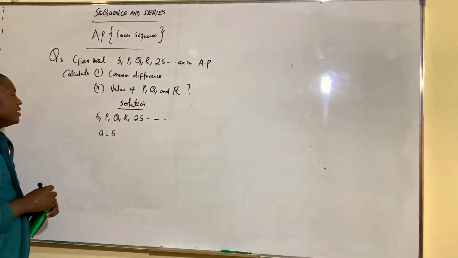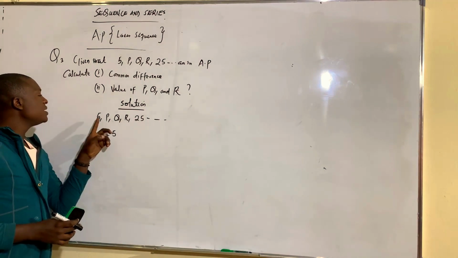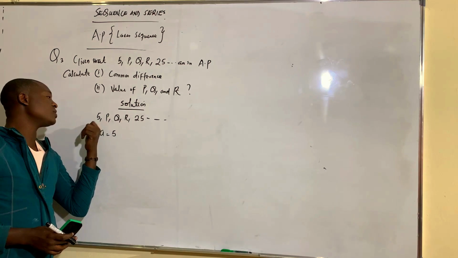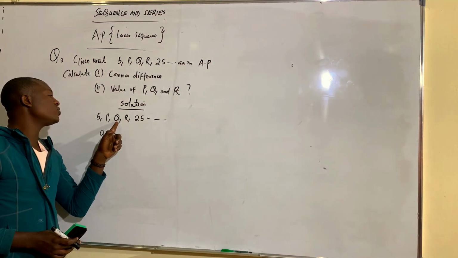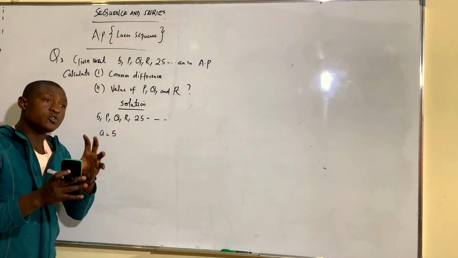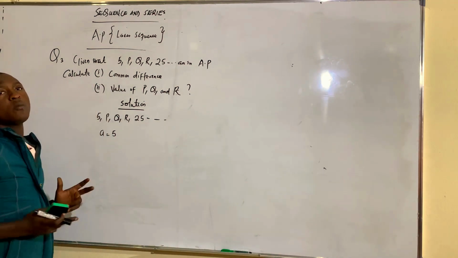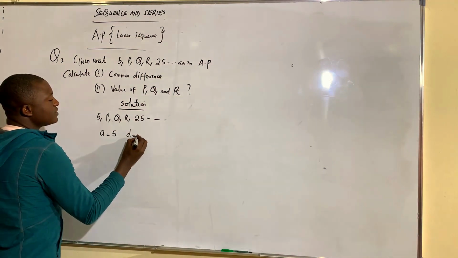You can see it will be difficult for us to identify our common difference because the second term we have here is an alphabet, not a number. I cannot find it by saying P minus 5, because the second term is a letter. The third is Q, the fourth is R, and the last term is 25. That means it will be somewhat complicated. So that's how we have to find the common difference first. Here the common difference is unknown.